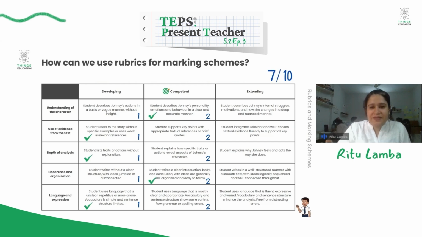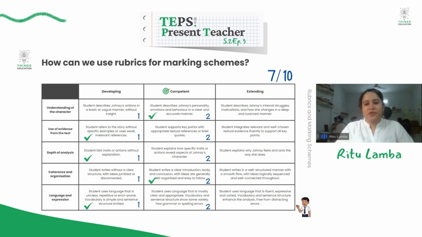So based on this, if we go back to the answer that this child wrote, this is how you use a marking scheme. You look at their answer, you tick whatever is applicable to their answer. So here in this case, we can see that the student showed good understanding of the character. He was at the competent level, and there was coherence and organization to his answer. But when it came to use of evidence from the text, when it came to depth of analysis, when it came to the use of language and expression, it wasn't really there. It wasn't really meeting the learning outcome. So we placed him at the developing level. And if you add up the marks, it comes to 7 on 10.